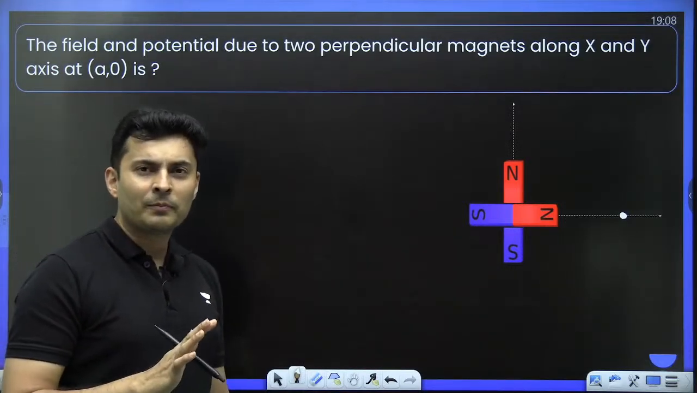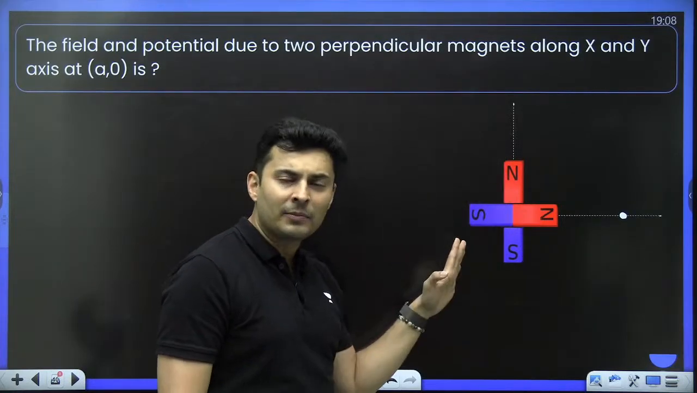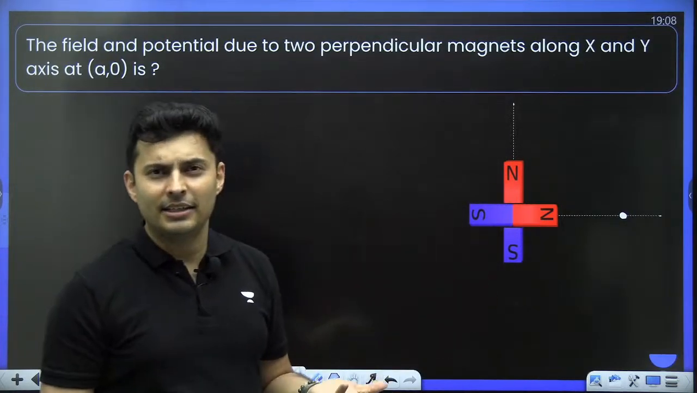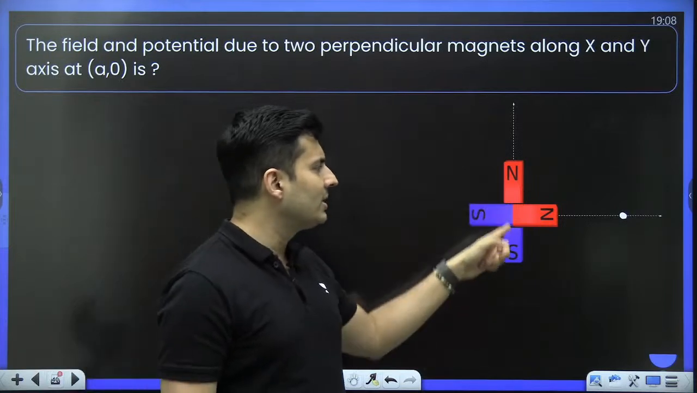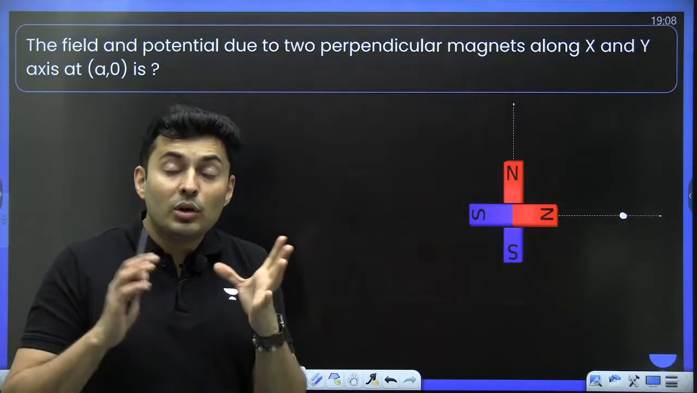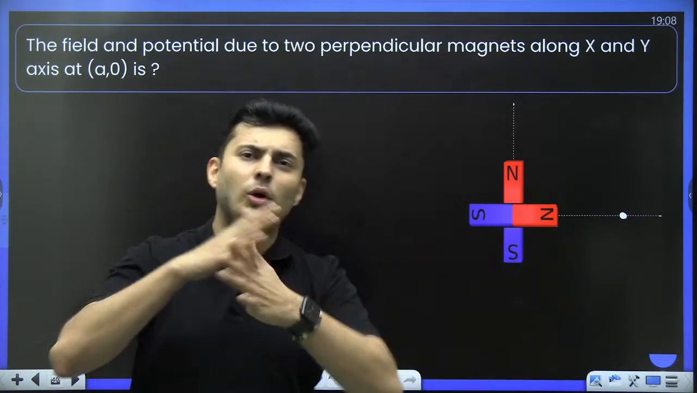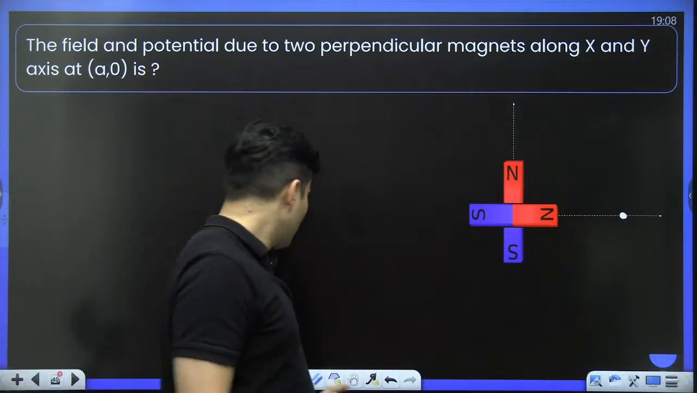You know what to do in this situation? Find the field due to this and this separately, and then find the resultant. Find the potential due to this and this separately, and then find the total potential. So treat it like two separate problems for both the magnets and then join them together. Okay, let's do it one by one.